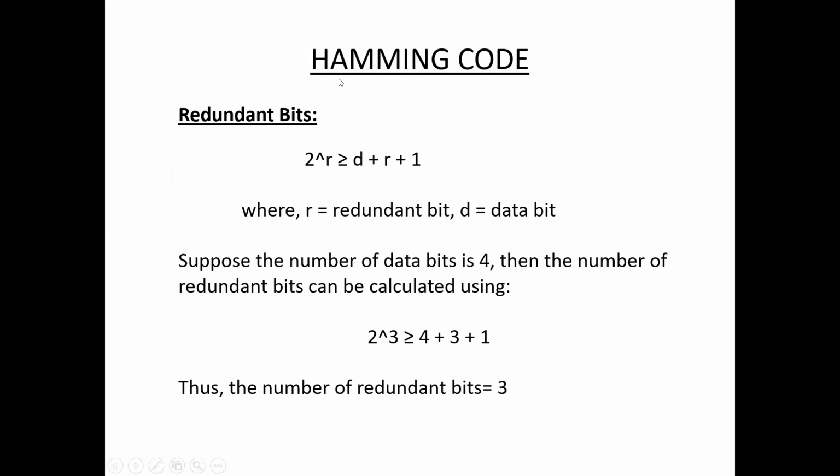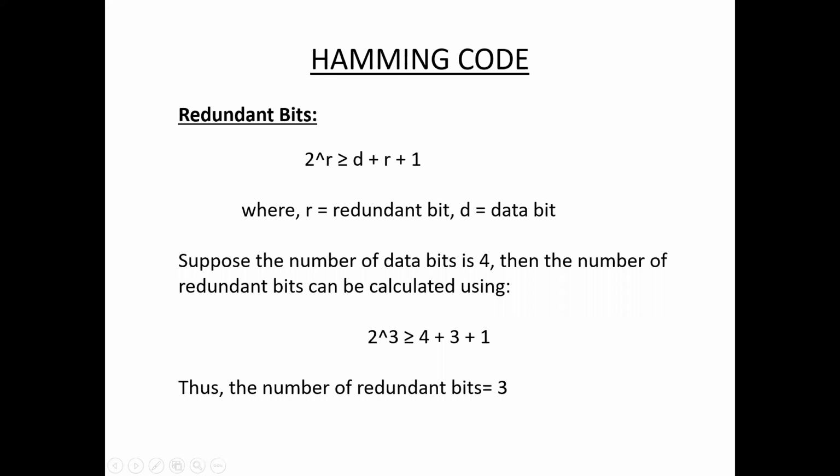Now we discuss Hamming code, that is an error correcting code. Hamming code is a set of error correction codes that can be used to detect and correct the errors that can occur when the data is moved from sender to receiver. Hamming code was developed by R.W. Hamming for error correction.